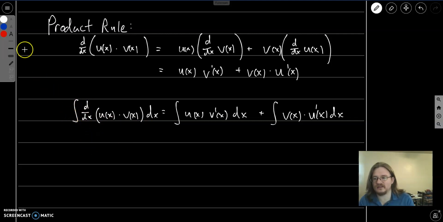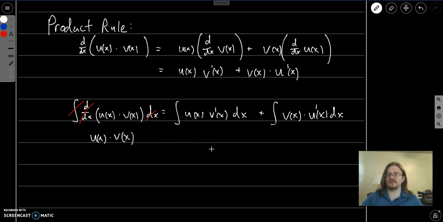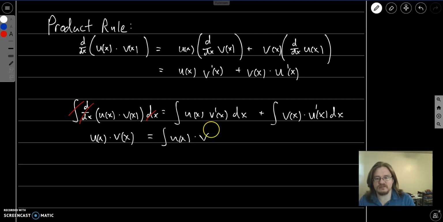the antiderivative and the derivative will cancel out. So I'll just be left with u times v on this side. Now, for the moment, I'm going to ignore constants because we know that when we integrate something, we'll just add a constant at the end. So for the moment, I'm just going to ignore all the constants that are popping out, and we'll take care of those at the end. And then I have the integral of u of x times the derivative of v plus the antiderivative of v of x times the derivative of u.